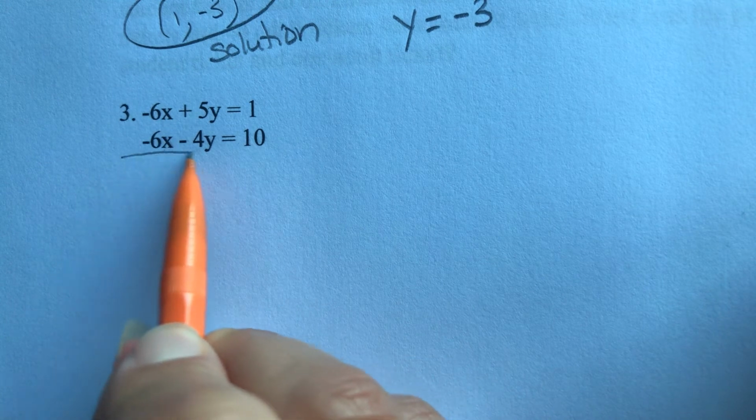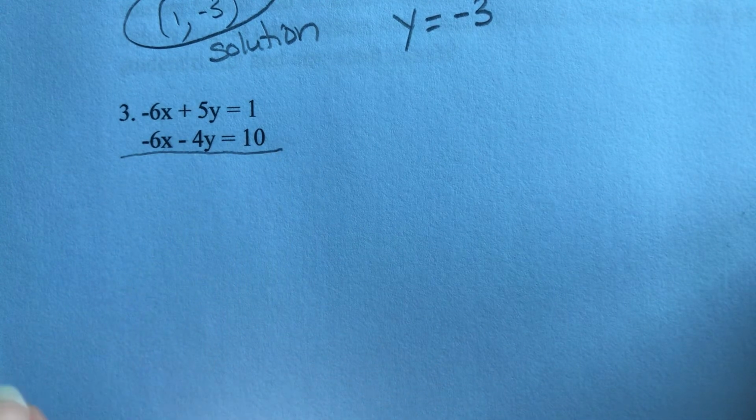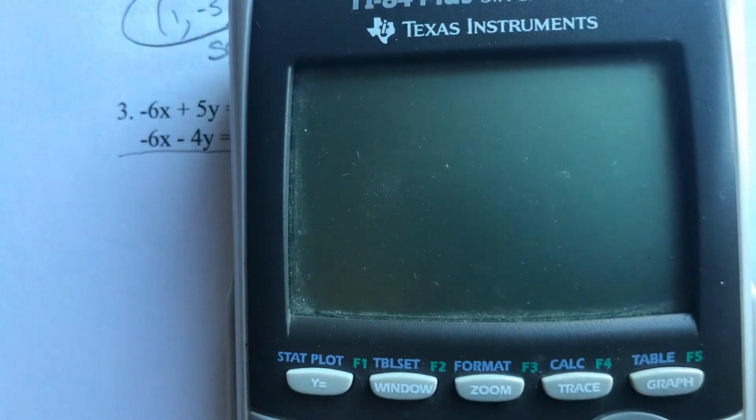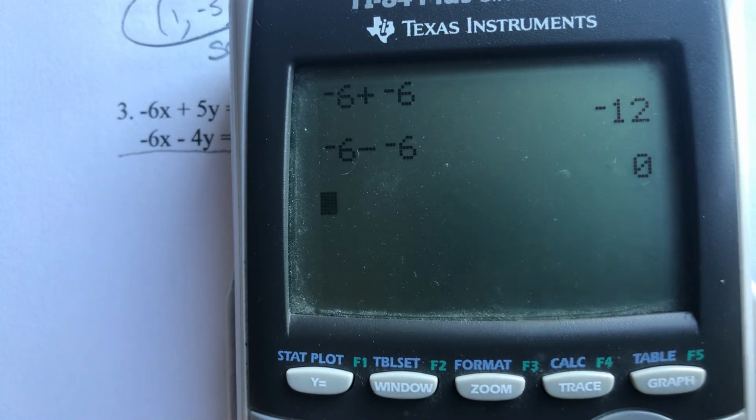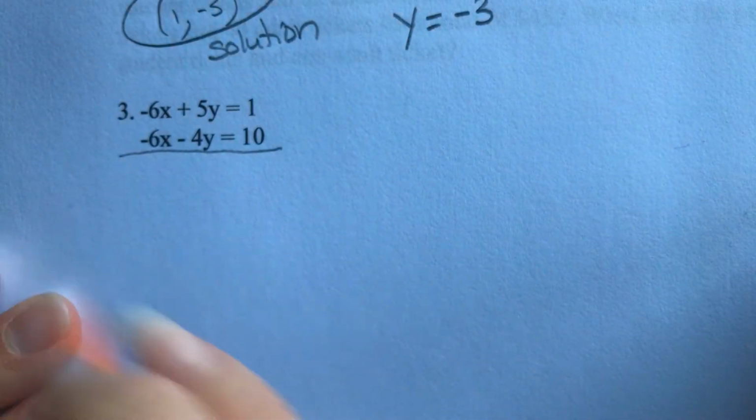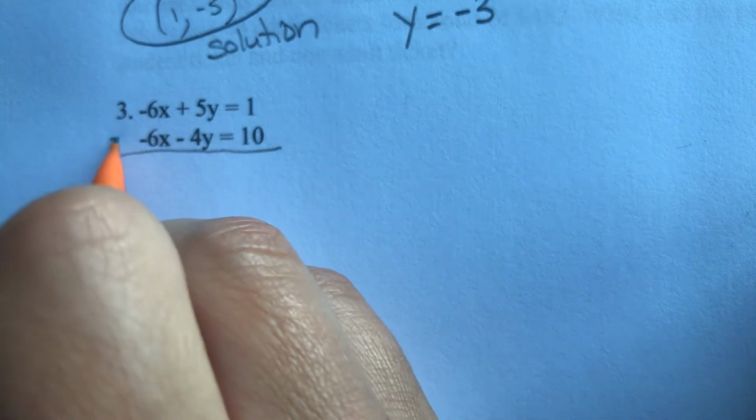However, if I were to add negative 6 plus negative 6, and just to make sure you believe me, negative 6 plus negative 6 is not 0. You can't add those. It won't cancel. But if we do negative 6 minus negative 6, we get 0. So instead of addition, like we did in the previous two, we're going to use subtraction.